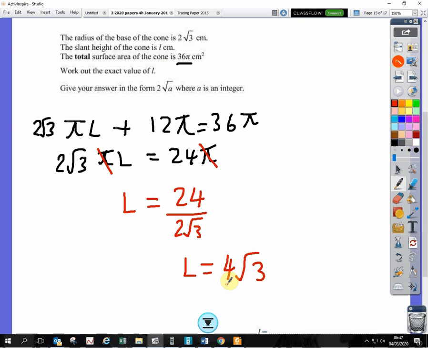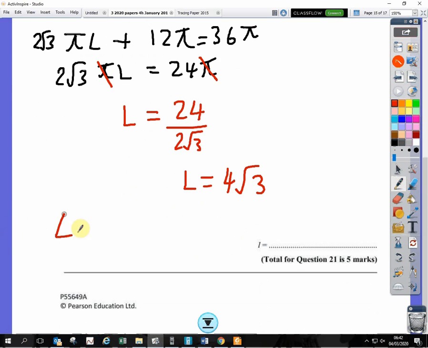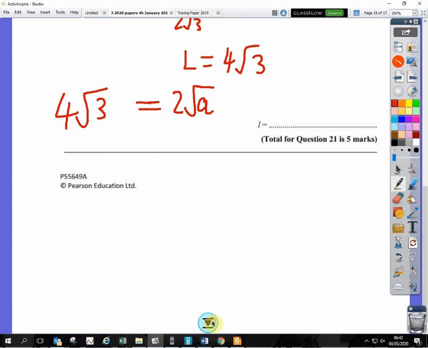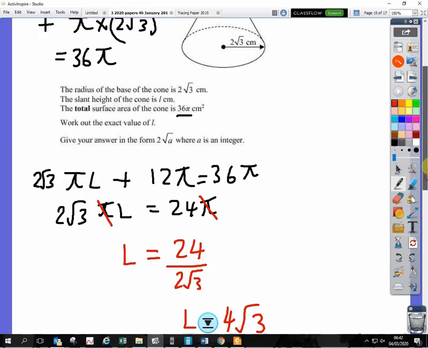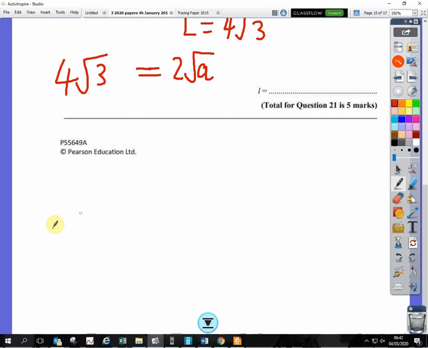Okay, now it wants the answer in the form 2 root a. So at the moment we have 4 root 3, but it wants the answer in the form 2 root a. So what we do is we set our answer equal to 2 root a, and from this we try to work out what a is. So what we're going to do is take the 2 to the side, so it becomes divide by 2. So then if we divide by 2, we get 4 root 3 over 2, that's 2 root 3, and that's equal to root a.